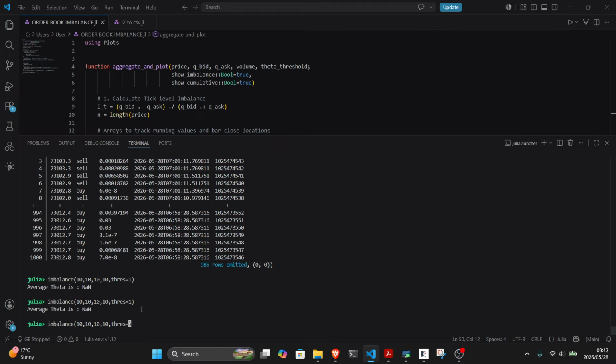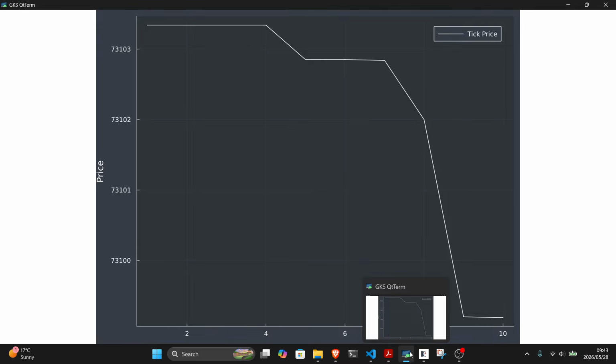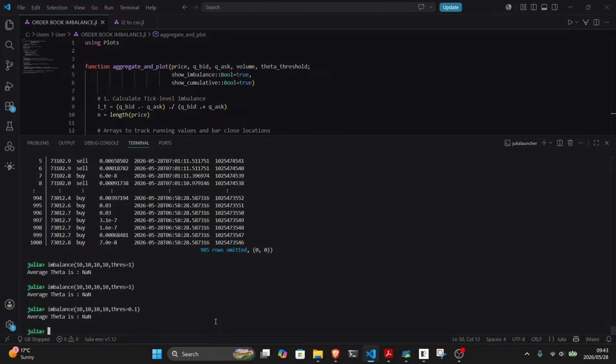Let me switch it up. Let me go from 1 to 0.1 with just 10 entries. And my average theta is still not a number. To see that this is true, let's go look at our plot. Look, there are no bars being closed. There's no bar condition. But if I switch it up, let's see if there is.